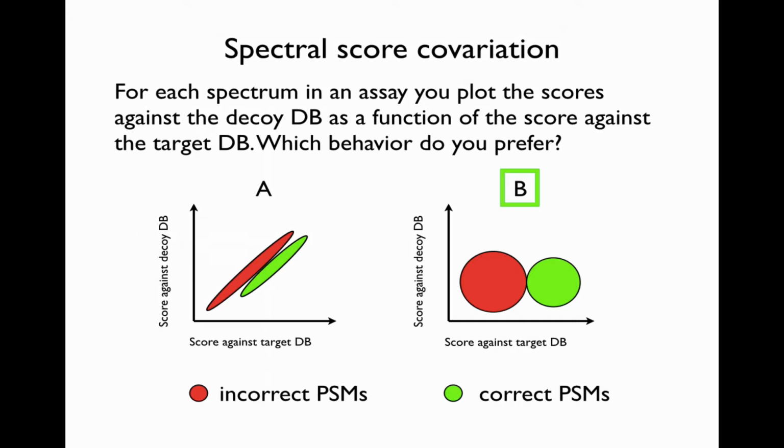Actually, the answer is that we prefer the one where the separation is solely on the score against the target database. To see why, we normally threshold on the score against the target database, and if that separation doesn't lead to a separation between correct and incorrect identifications, we will have a hard time weeding out the correct from the incorrect ones.